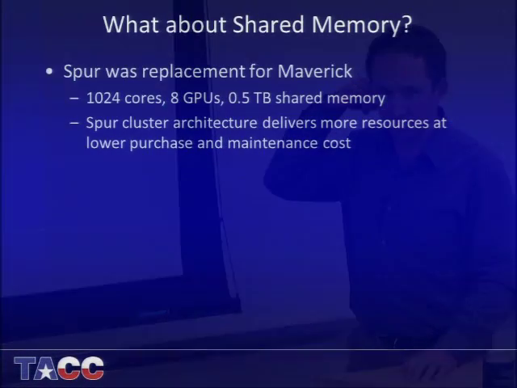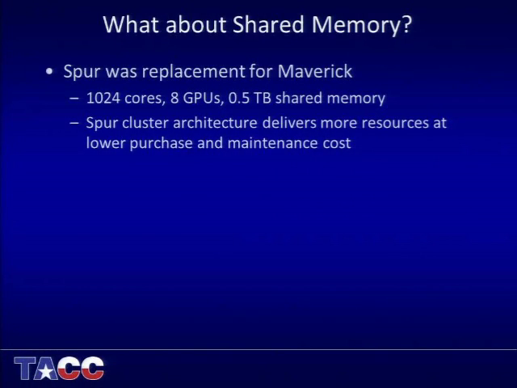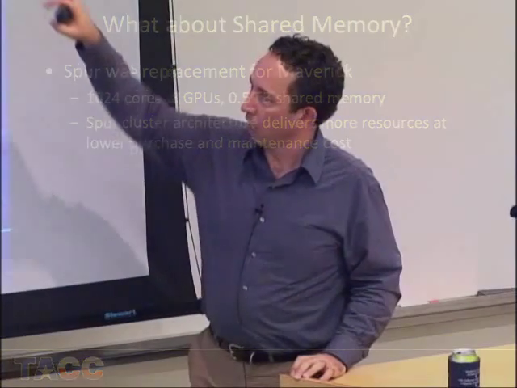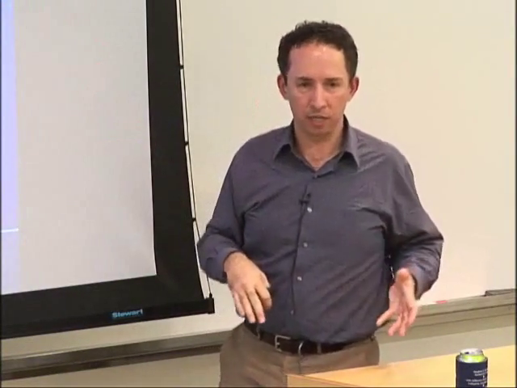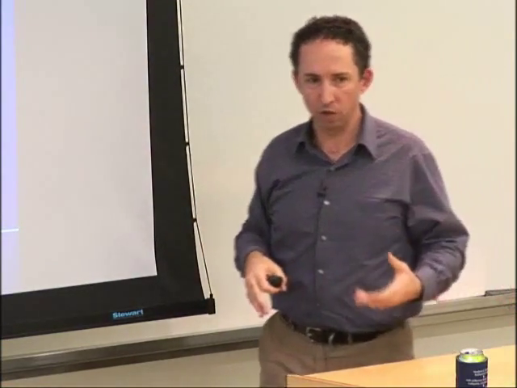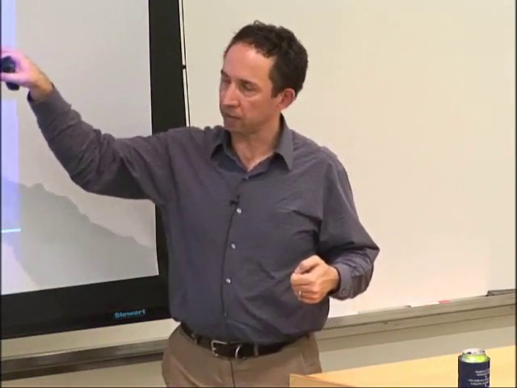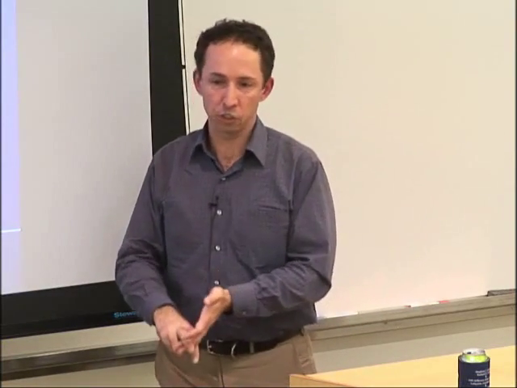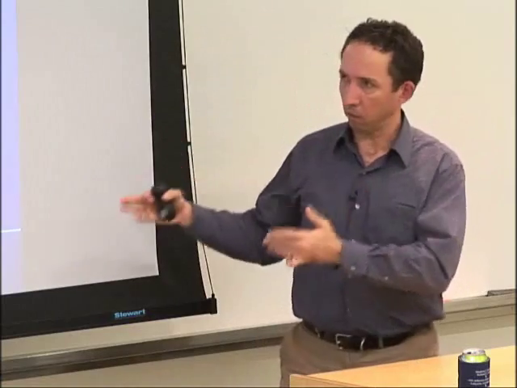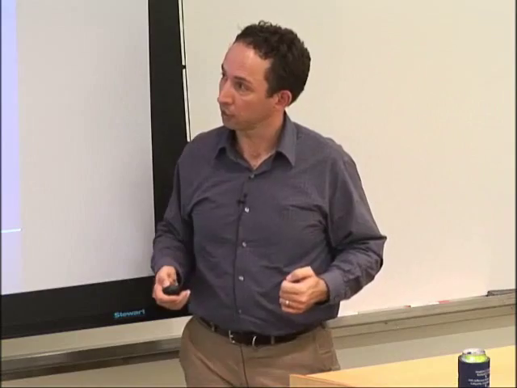Okay, so what about shared memory? There are some in the community that think shared memory is and always will be necessary for visualization. We've done the experiment ourselves. And Spur was actually a replacement for Maverick, which was a 512 core, 1K cores, half a terabyte of shared memory. And what we found is that we were able to build Spur with more capability for cheaper and easier to maintain. And the use of Spur was actually much higher than of the shared machine Maverick.